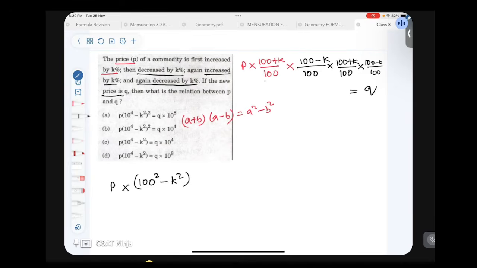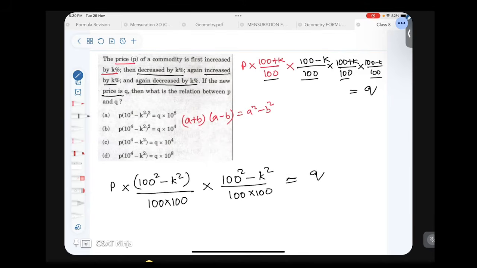But remember, I have 100 here and 100 here, so I'll write 100 into 100. Same thing goes for the other one: 100 plus K, 100 minus K. That means A plus B, A minus B. So I can write this as A square minus B square divided by 100 into 100, two times, which is equal to Q.